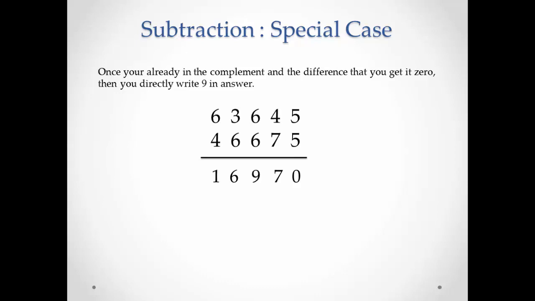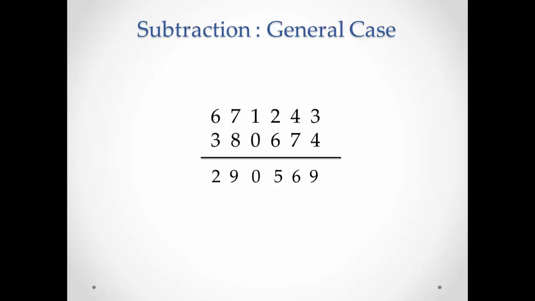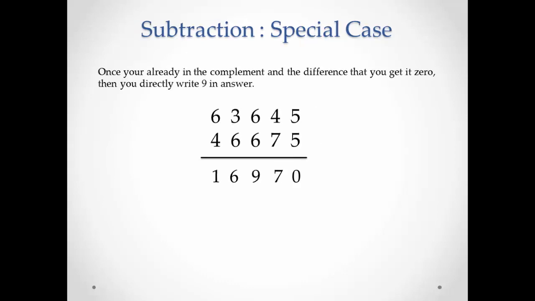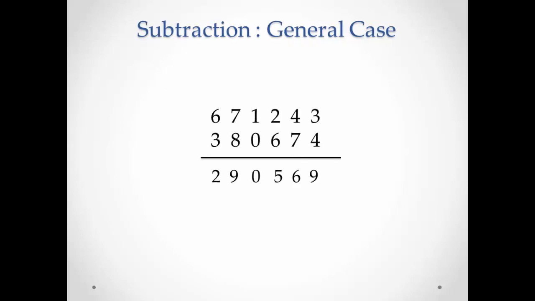Similarly, now as usual we'll move forward. 3 minus 6 is 3 and 3 minus 9 is 6. Then we come out of the complement. 6 minus 4 is 2 and 2 minus 1 is 1. So this is what a special case is. If you come across this type of problem, then you must always remember that whenever we have taken the complement and we got two same values in upper and lower, then we'll be writing 9 directly.